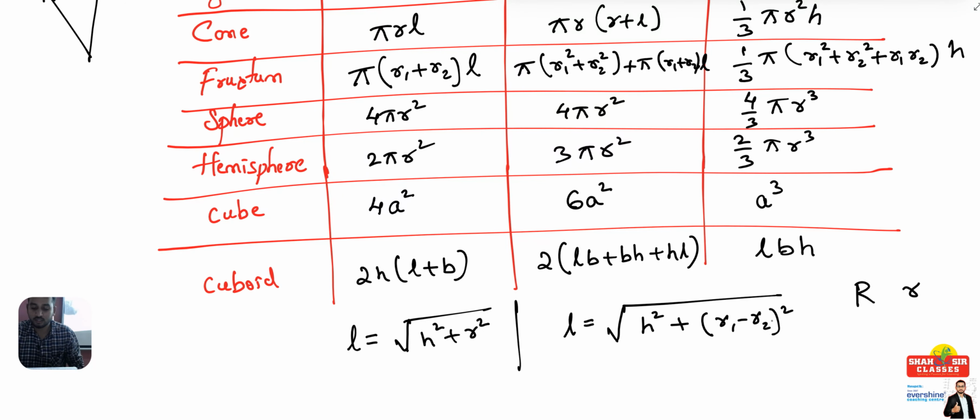Understood? Next question. The curved surface area of a cylinder of radius r, height h is dash. Curved surface area of a cylinder. What is the formula? 2 pi r into r plus h. 2 pi r into r plus h. Any doubts? Next question. The relation between L, H and R is dash. What is the relation between L, R and H?